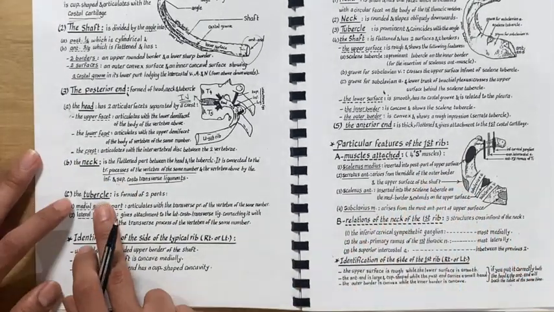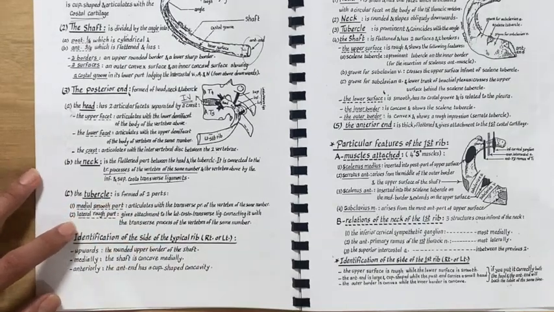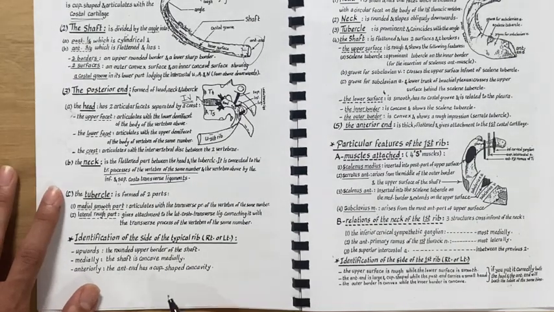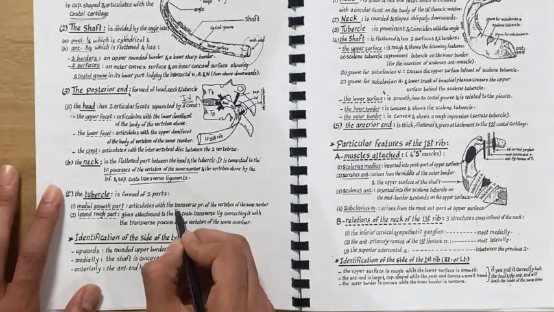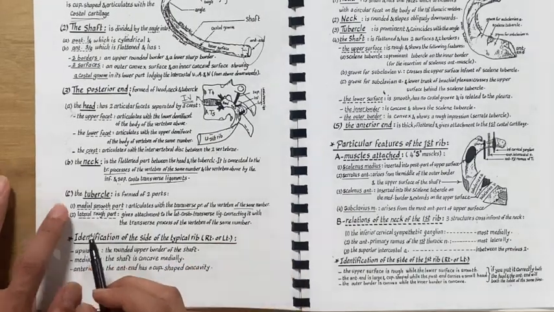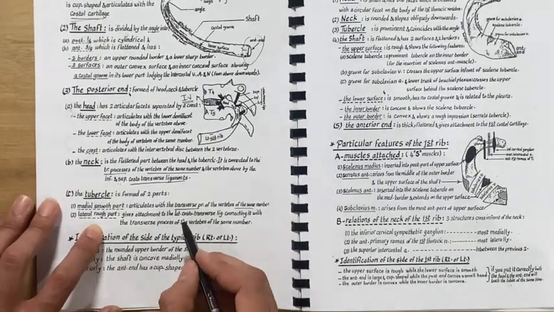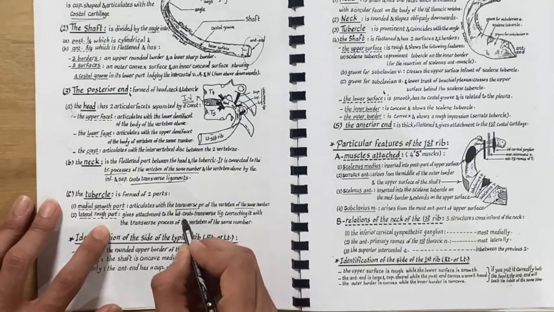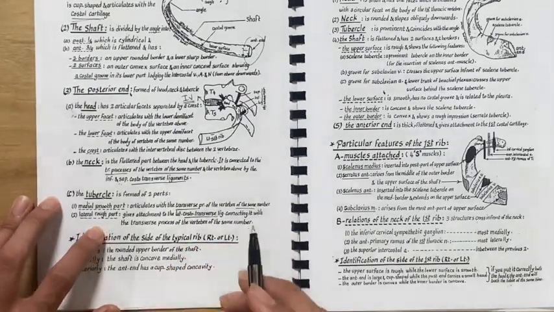The tubercle is formed of 2 parts, but it's not really necessary. Just know what it is attached to. It articulates with the transverse process of the vertebrae of the same number. And also, the lateral costotransverse ligament connecting it as well.